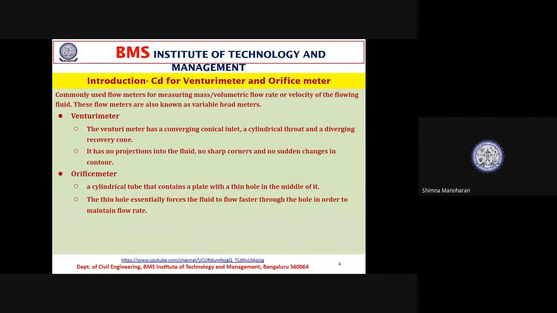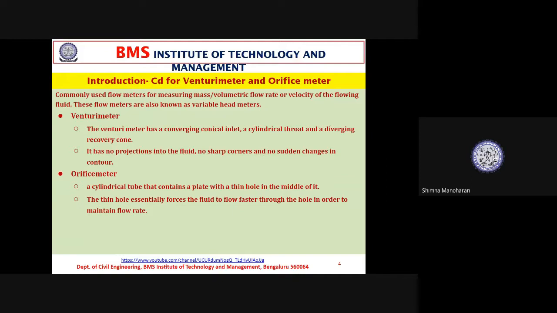So venturimeter and orifice meter are commonly used flow meters which can be used to measure the volumetric flow rate, or nothing but the velocity of the flowing fluid. So it can be water or it can be a liquid or it can be air. So fluid is nothing but liquid or air. So these flow meters are also known as variable head meters. So there is some typical difference between venturimeter and orifice meter.